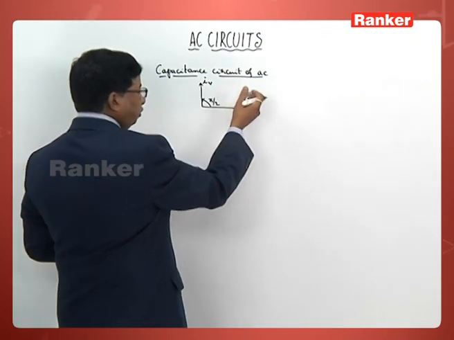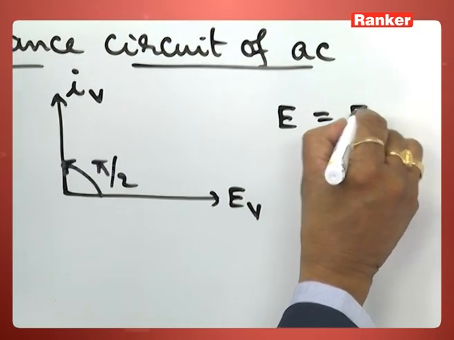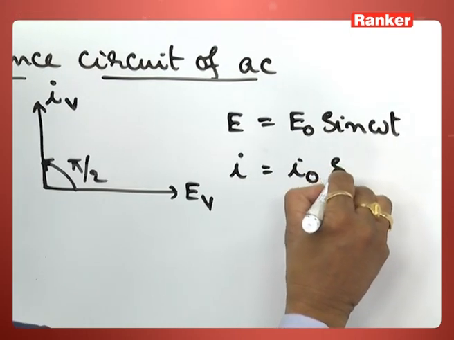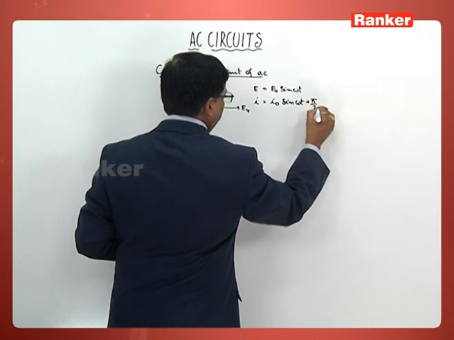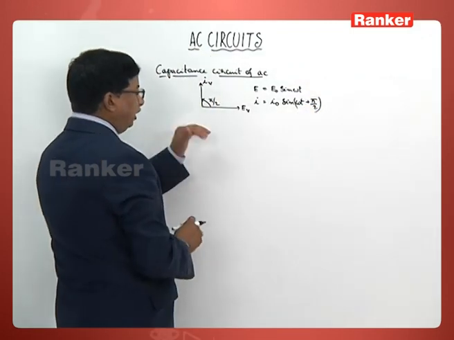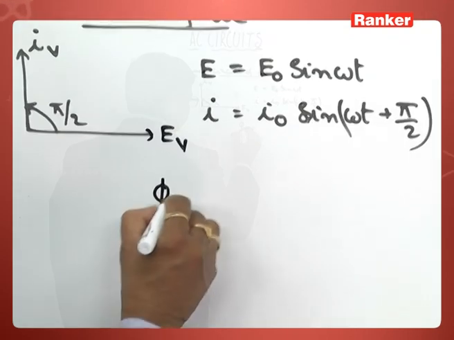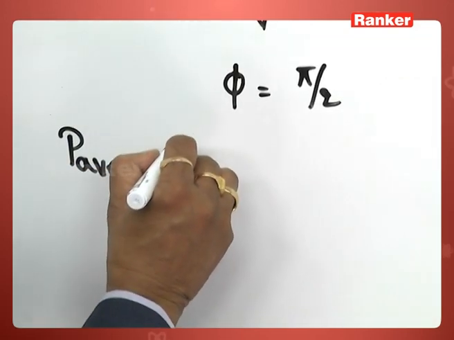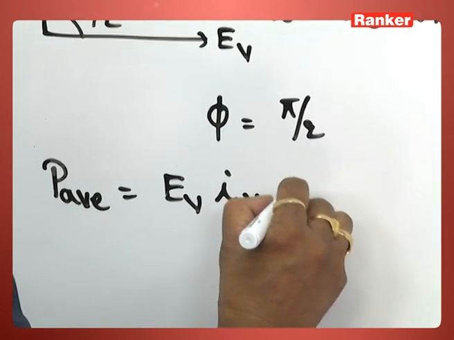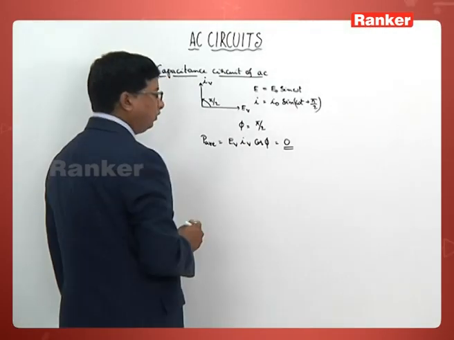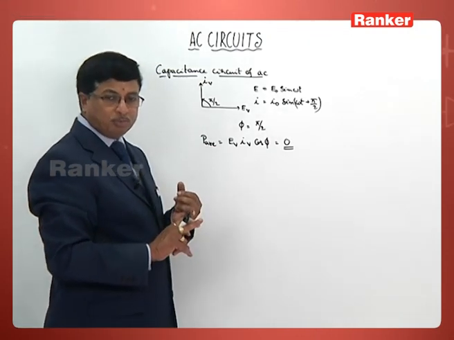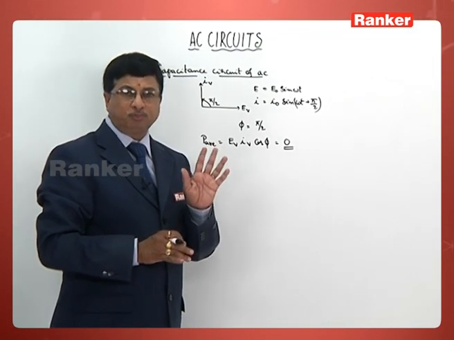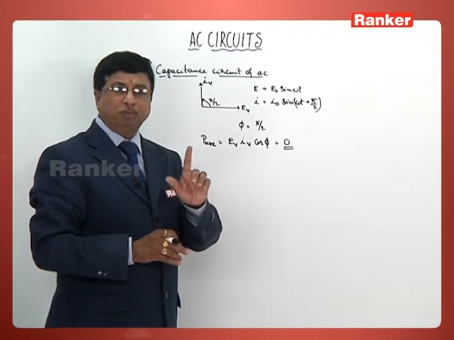Current leads. What is the equation we generally write? E is equal to E naught sin omega t. If this is the equation for EMF, I becomes I naught sin of omega t plus pi by 2. That is the case of current. So, since current is leading by pi by 2 radian, again we can say that phi is pi by 2. Due to that, the average power, when we write, is EV into IV into cos phi again. This again becomes 0. So, in the case of an exclusive capacitance circuit, average power will be 0. In the case of an exclusive inductance circuit also, average power is 0. Only in the case of a resistance circuit, the power becomes maximum.